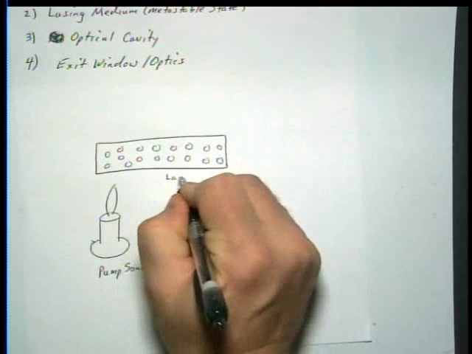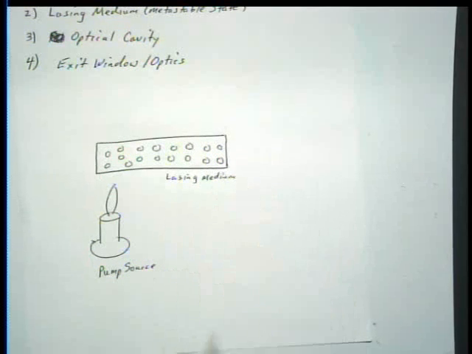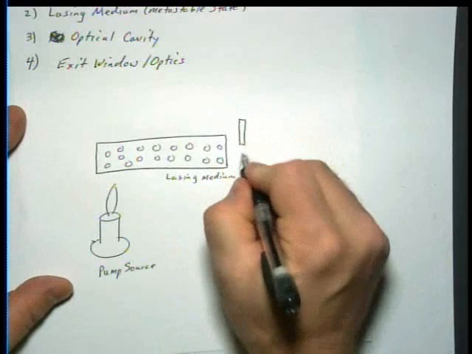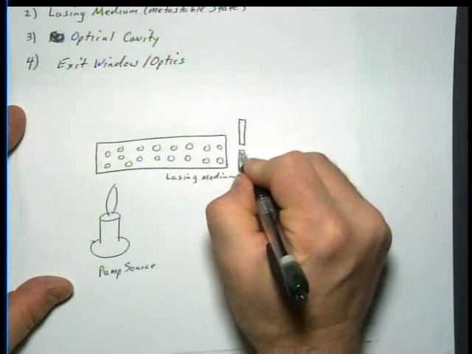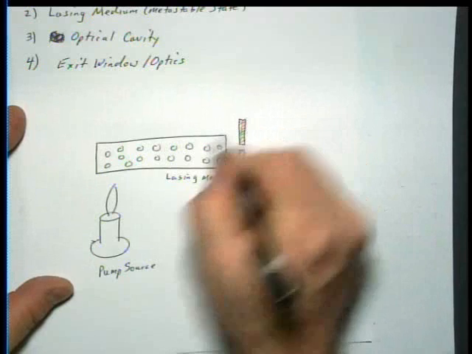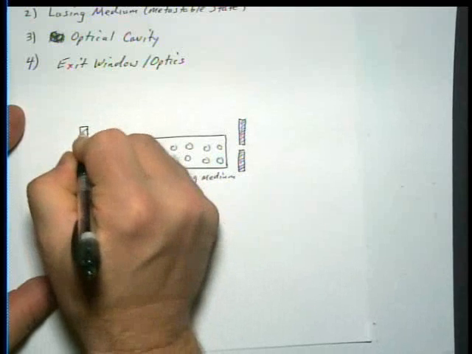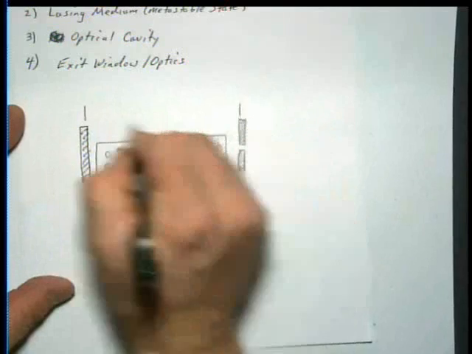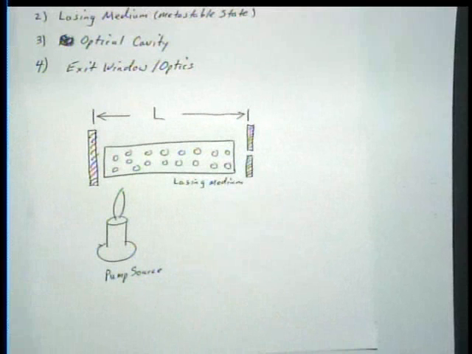There's your laser medium. And what we're going to do is put some sort of a mirror over here, and some sort of a mirror over here, and there's some distance between them. And that's an optical cavity. That's a particle in a box, in essence.